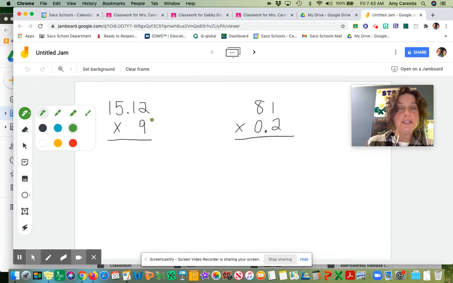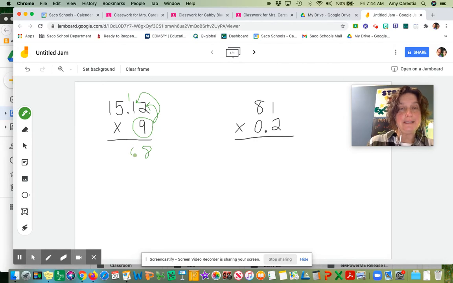So the first thing you do is you take your factor and you multiply it through. So I'm first going to do 9 times 2, which is 18. I carry the 1. Now I do 9 times 1, which is 9, but I add the 1 I carried, so it's 10. And I carry the 1 again. Then I do 9 times 5, which is 45, plus the 1 is 46. And I carry the 4.